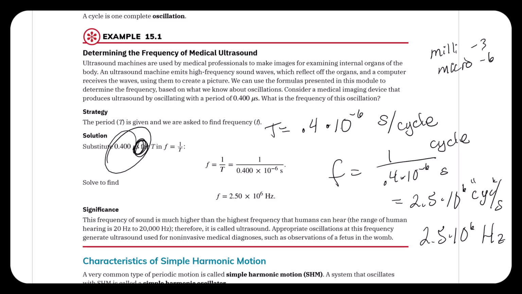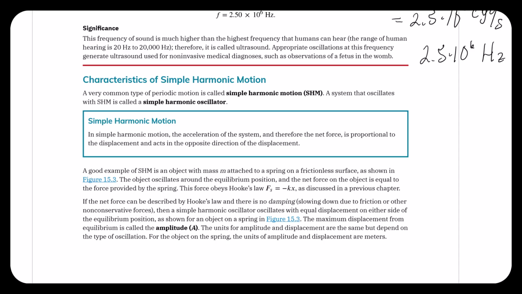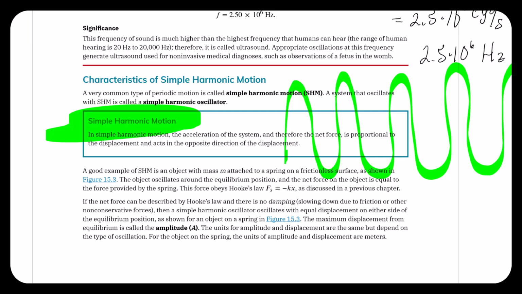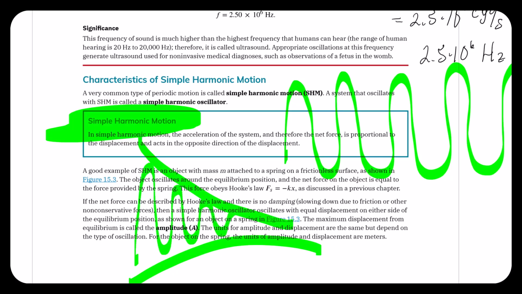Okay, so let's see what we have next. The next thing we're actually going to talk about is something called simple harmonic motion. Sorry, I'm in a cafe. Simple harmonic motion means that something just does this. Now that's different than damped harmonic motion, which basically means that it fits inside an envelope and slowly does this.